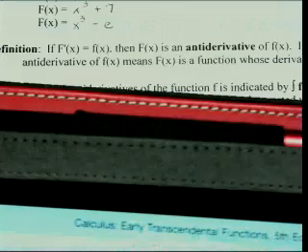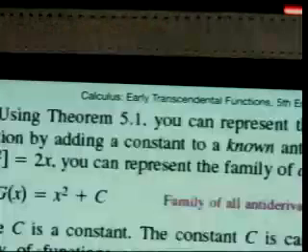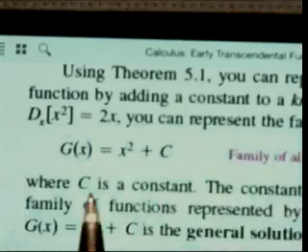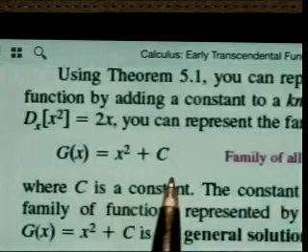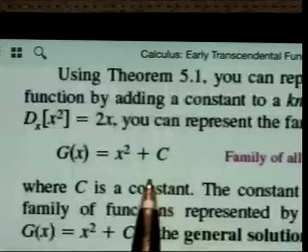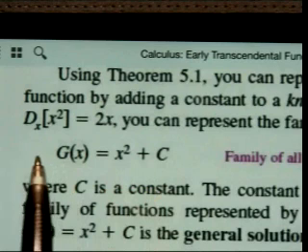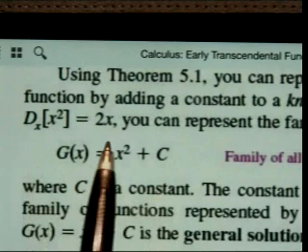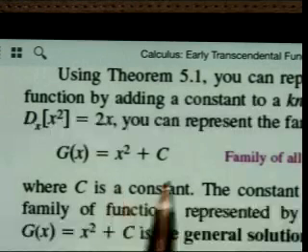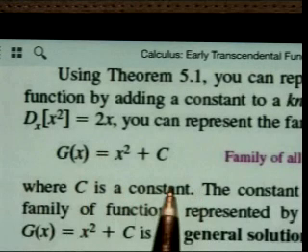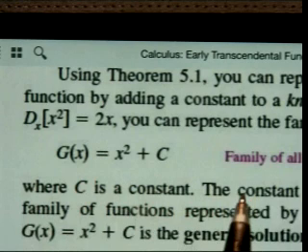If I give you the function g of x equals x squared plus some constant, that is a whole family of antiderivatives. If I ask you what is the function whose derivative gives you 2x, you would say x squared plus any constant, and that x squared plus any constant would be the family of all antiderivatives.